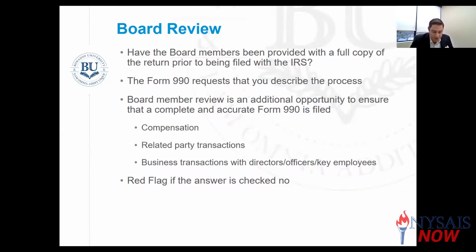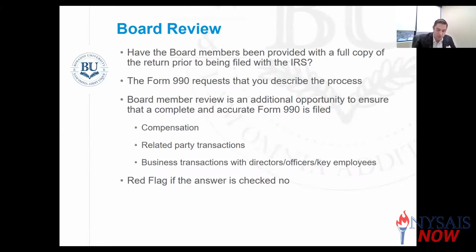Such as, we'll talk about those areas, but you know, compensation by your key employees. Those are areas where, yes, I would like to look at a W-2 to make sure that it's accurate, but what about the benefits that you are paid to your key employees? We're really relying on management and the board to ensure that that information is accurate and complete.